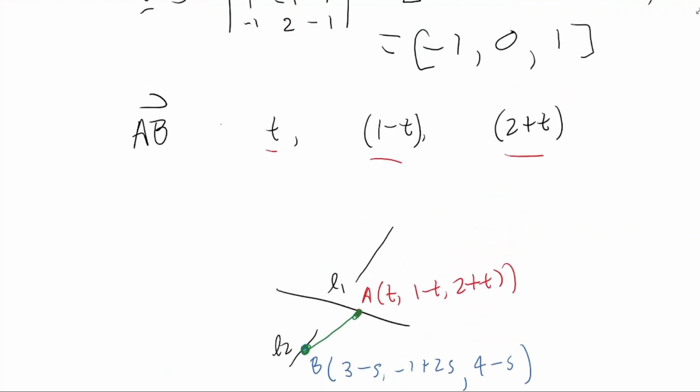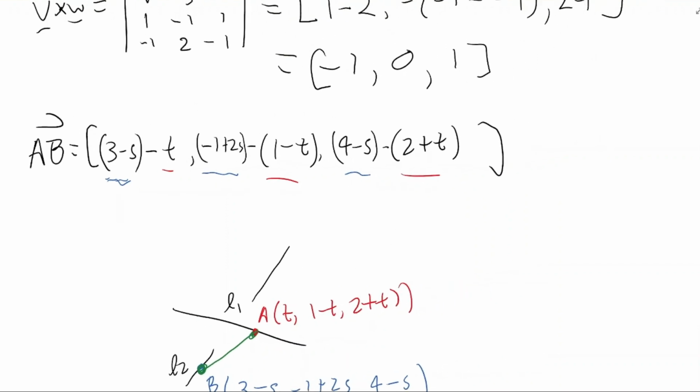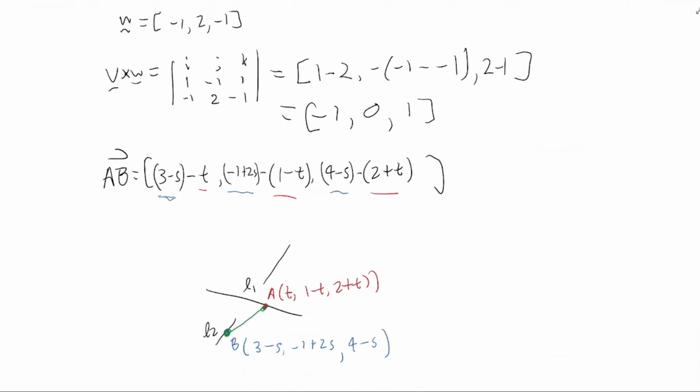So that's going to be like 3 take s, take away t, then minus 1 plus 2s, take away 1 take t, and 4 take s, take away that. Now I've just underlined these in blue as well so you can see that's coming from the B points and the red ones are coming from the A points. So this is the vector AB, and what we can do next is simplify it down.